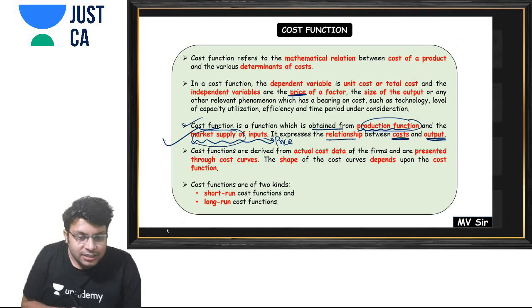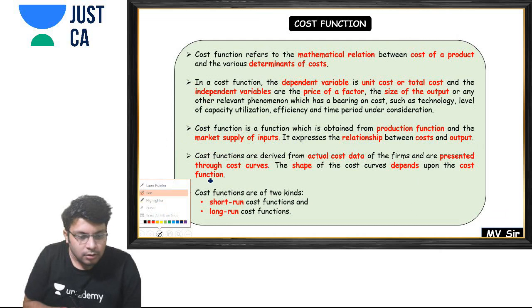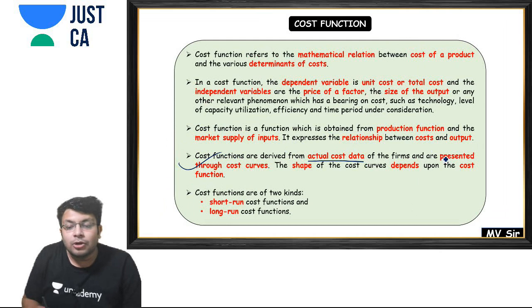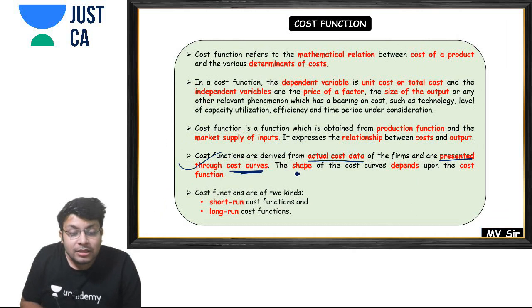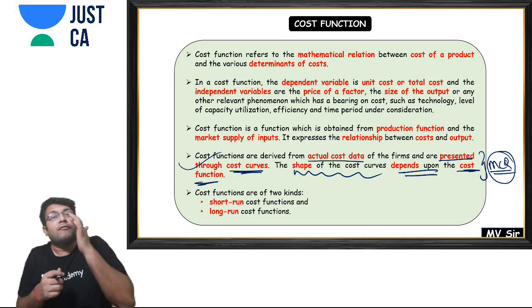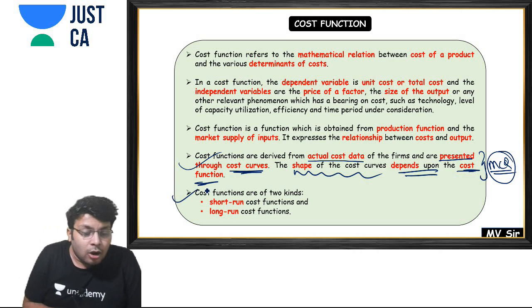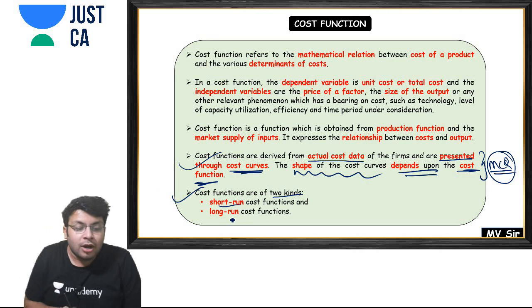Now, cost functions are derived from actual cost data and are presented through cost curves. This is a very important point. The shape of the cost curve depends upon the cost function. I have also made an MCQ on this, that the shape of cost curves depends on your cost function. Next, cost functions are of two kinds: short run cost and long run cost.